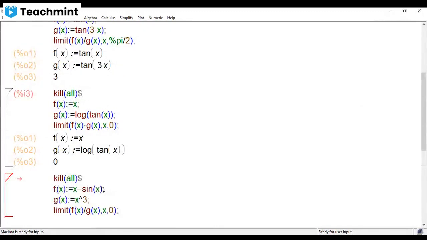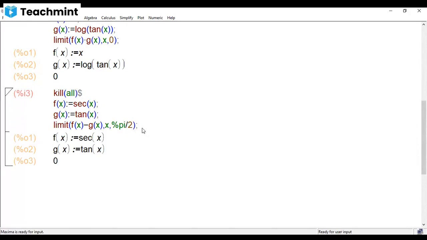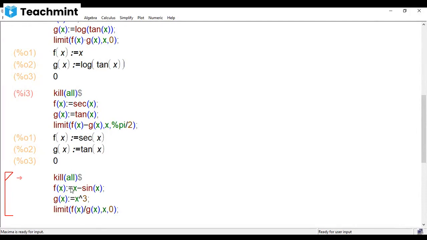Next, infinity minus infinity form. That is secant x minus tan x. Secant x minus tan x. Right? So this should be f of x minus g of x at x equal to pi by 2. That is percentage pi by 2. Okay. So this gives you 0. Right? Next, after infinity minus infinity, we had infinity to the power of 0.